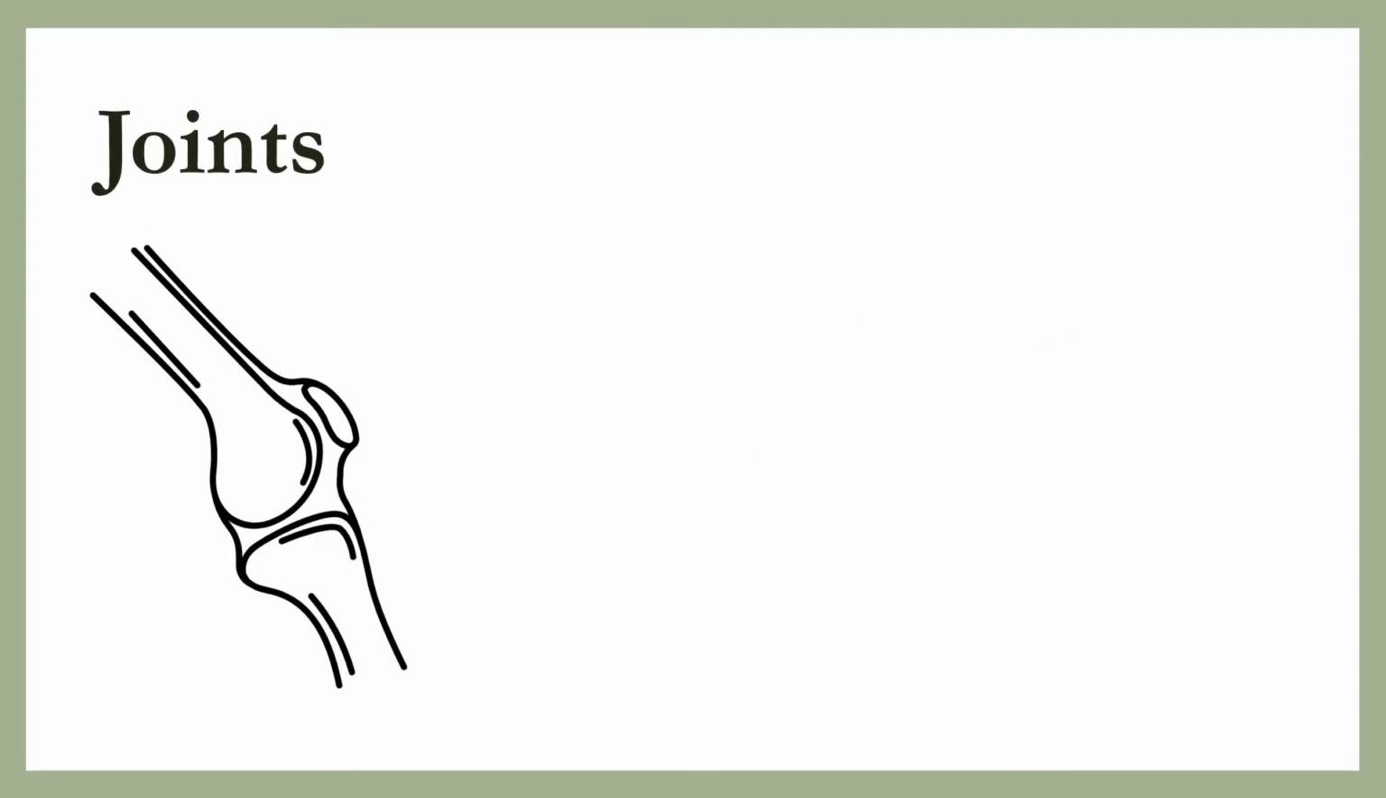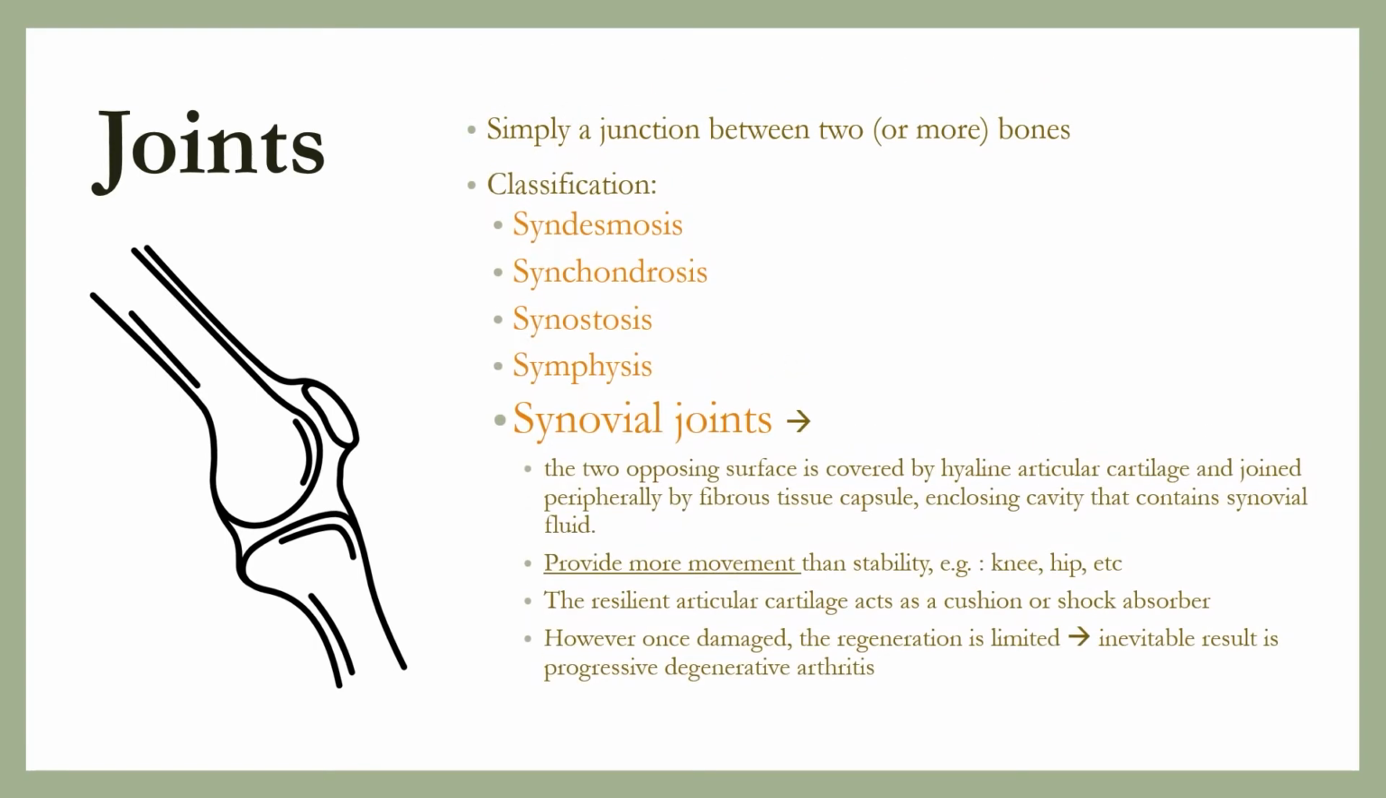The joints are classified as syndesmosis, synchondrosis, synostosis, symphysis, and synovial joints. In synovial joints, the two opposing surfaces are covered by hyaline articular cartilage and joined peripherally by a fibrous tissue capsule, enclosing a cavity that contains synovial fluid. These joints provide more movement than stability, for example, knee, hip, etc.